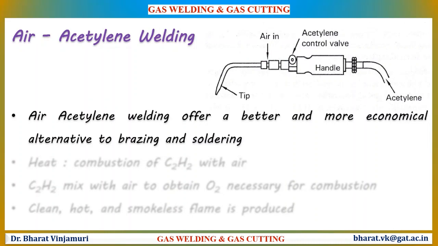Air-acetylene setups offer a better and more economical alternative to brazing and soldering. There are certain drawbacks using Oxy-Acetylene welding process. For example, it has much bigger and heavier torch. It has two tanks instead of one to carry around, and the flow of gas needs to be regulated very closely. Also, the setup is more expensive as we need two tanks.